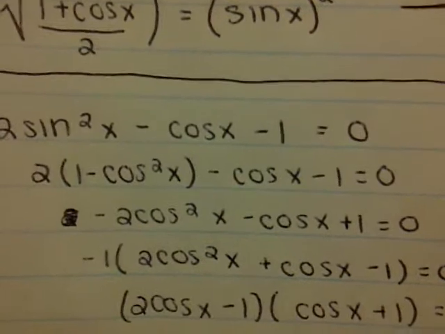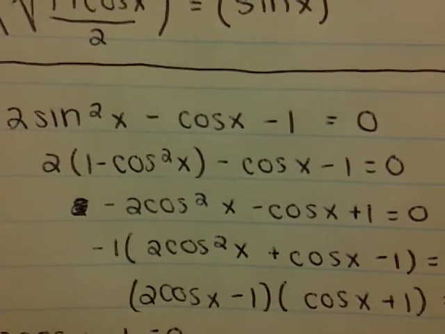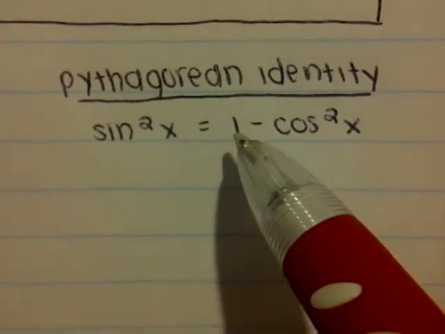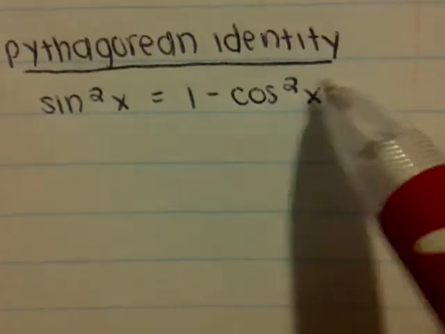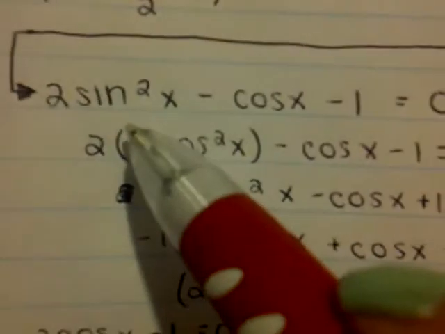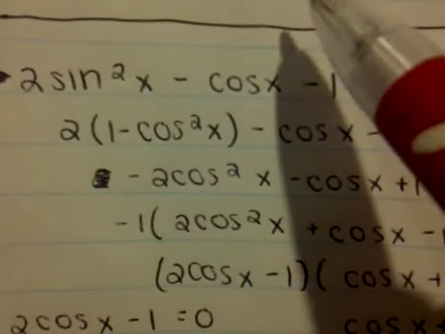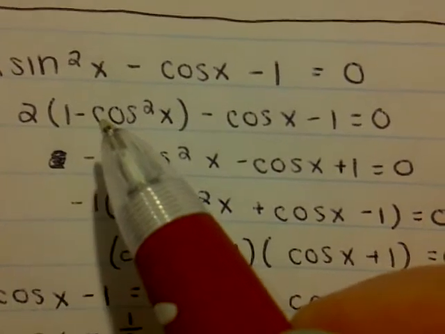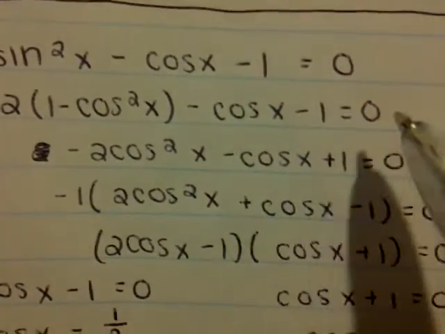Now if you notice, the problem has a cosine and a sine, and you can't really work with it. So we're going to use the Pythagorean identity from Unit Q, which I had written over here. So it's going to be sine squared of x is equal to 1 minus cosine squared x. What you're going to do is plug 1 minus cosine squared of x back into this equation, and therefore sine squared of x is going to disappear.